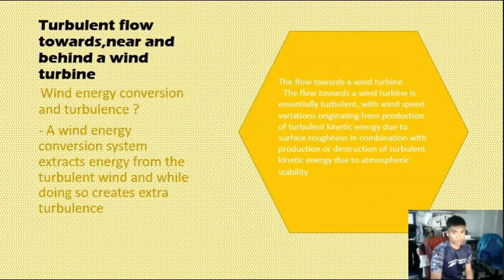Next, we move on to the turbulent flow towards, near, and behind a wind turbine. Wind energy conversion and turbulence, you're asking. The definition is a wind energy conversion system extracts energy from the turbulent wind and while doing so creates extra turbulence. First, the flow towards a wind turbine. The flow towards a wind turbine is essentially turbulent with wind speed variation originating from production of turbulent kinetic energy due to surface roughness.